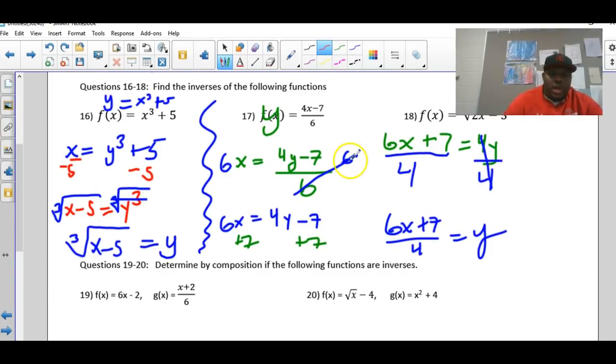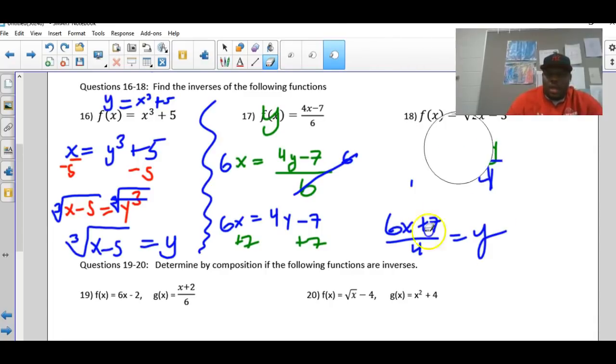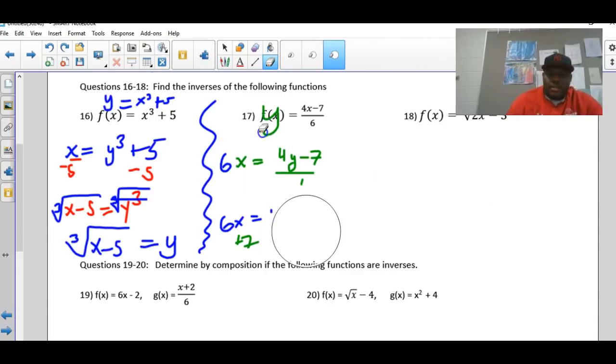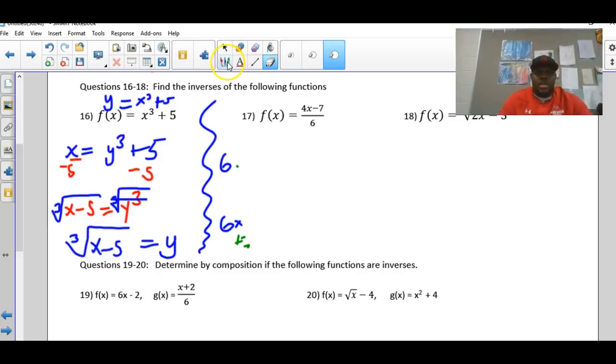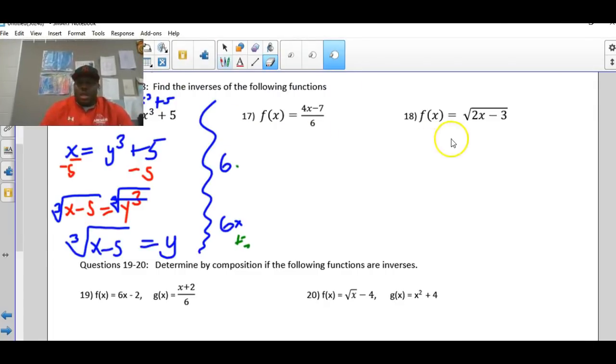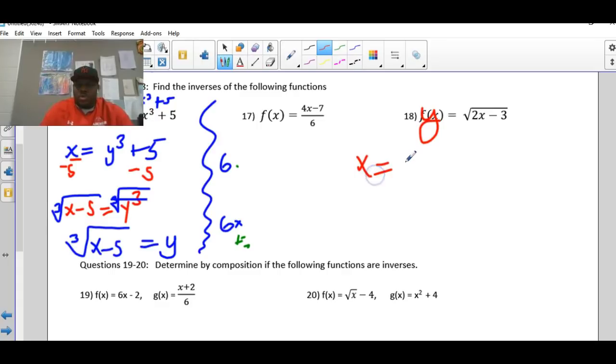Alright guys, so now we are at the point where we need to do number 18. So let me clear this off, guys, so I can have some space. Now, number 18, let's find the inverse. Again, this is y, guys. So we're going to swap x and y. So we have x equals the square root of 2y minus 3.